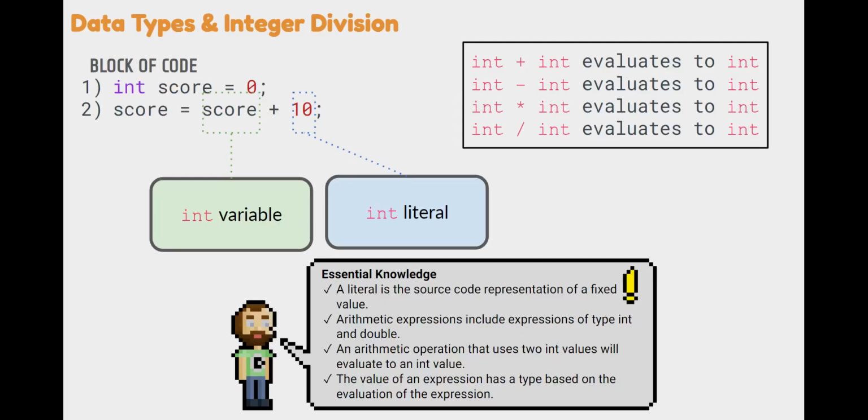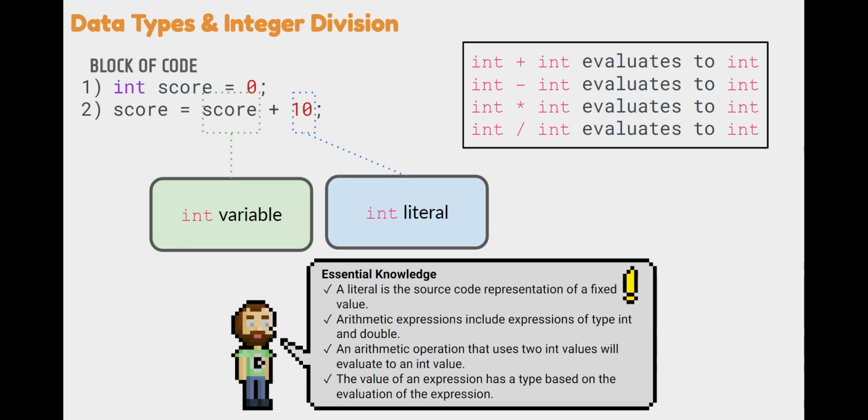Looking at the code on the left-hand side on line 2, looking at that arithmetic expression score plus 10. In that arithmetic expression, we have an integer variable, we have our plus arithmetic operator, and then we have an integer literal. Whenever we add an int to an int, that's always going to evaluate to an int. If we have an int minus an int, it's going to evaluate to an int. Same thing with an int times an int, and same thing with an int divided by an int. It will always evaluate to an int.